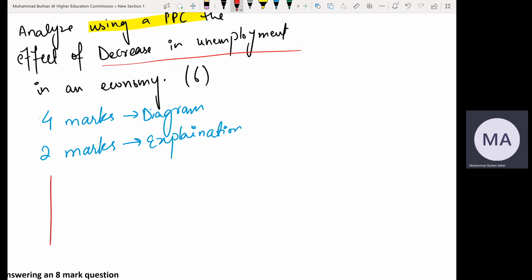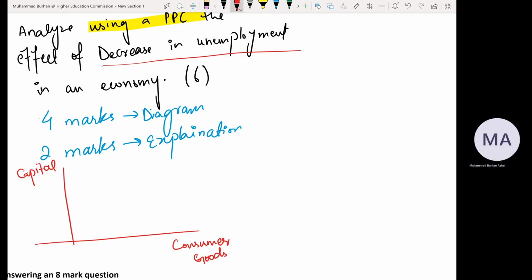While drawing the diagram, keep a few things in mind: always label the axes correctly. When we're talking about the PPC of a whole economy, on one side we take consumer goods, on the other side capital goods. It's not a hard and fast rule. You can take good X, good Y, good A, good B, or any other combination. But my recommendation is that when you draw the PPC of an economy, always take consumer goods and capital goods on the axes. And remember, always label the axes properly because they carry a mark.